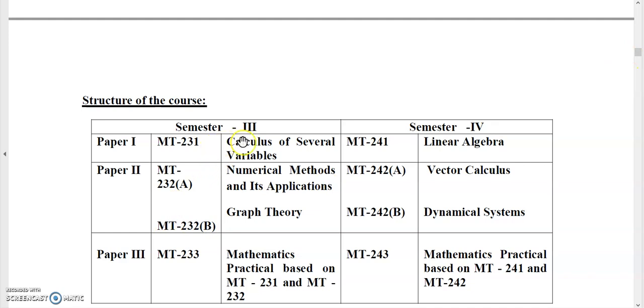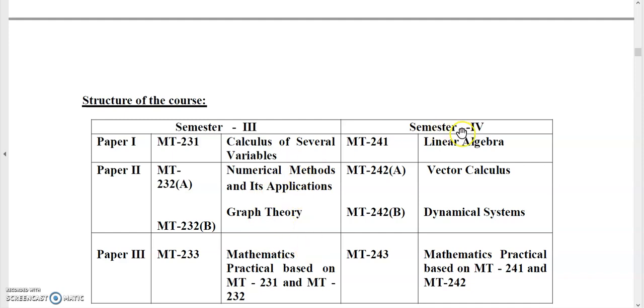In semester 3, there are 3 papers. Paper 1 is Calculus of Several Variables, which is compulsory. In paper number 2, there are 2 choices. The first choice is Numerical Methods and its Application. The second choice is Graph Theory. We are going to study Numerical Methods and its Application. And paper number 3 is a practical paper, which is based on paper number 1 and paper number 2.